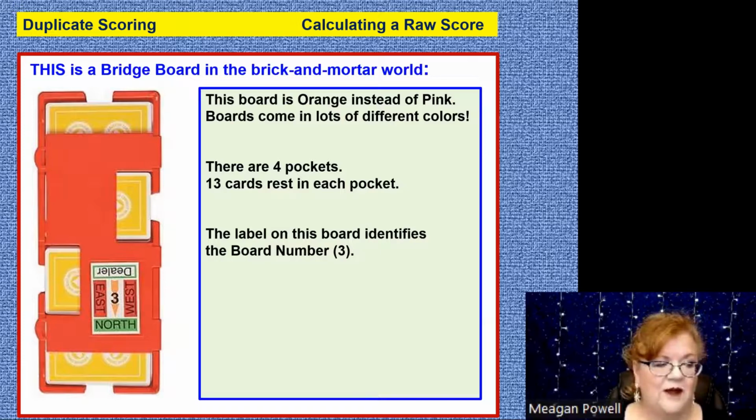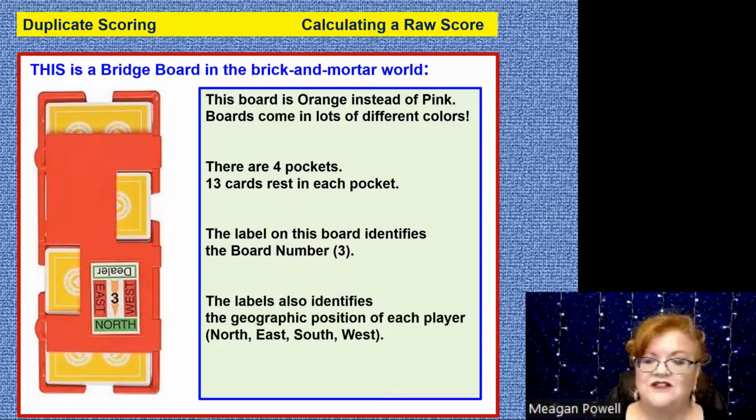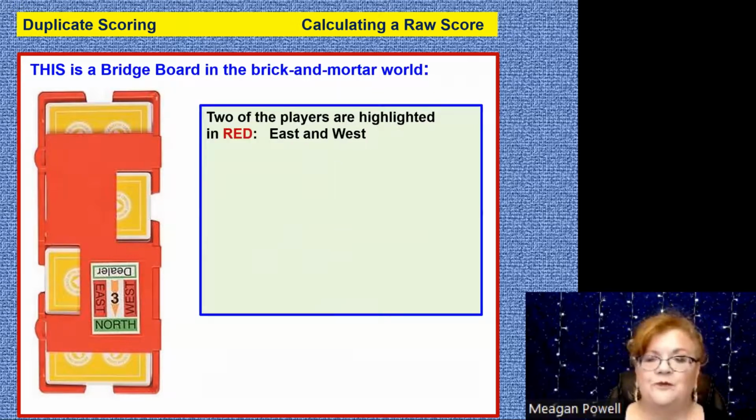But before we do that, well, no, I can do that too. You're also going to see a geographical designation on that label, and you see who is the dealer. The other thing you're going to see is that the label might have some red coloring in the geographic areas. For instance, you should be able to see that east and west are in red. North and south are not.